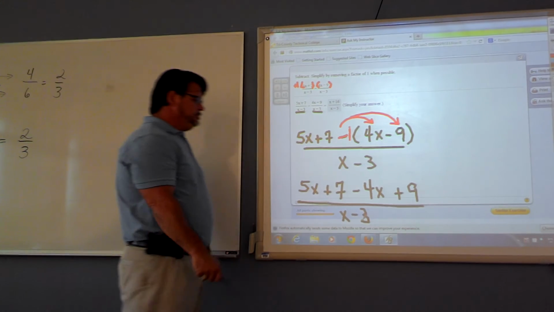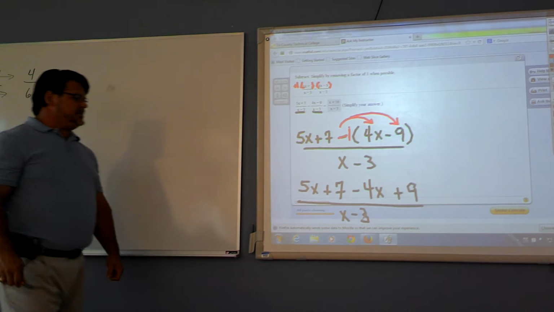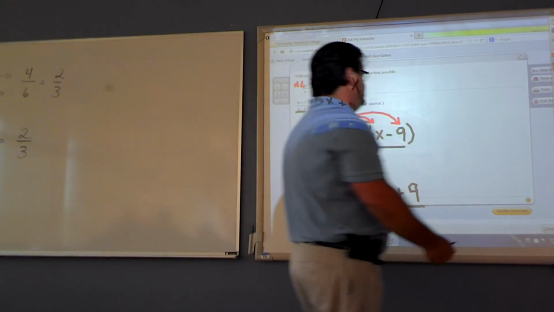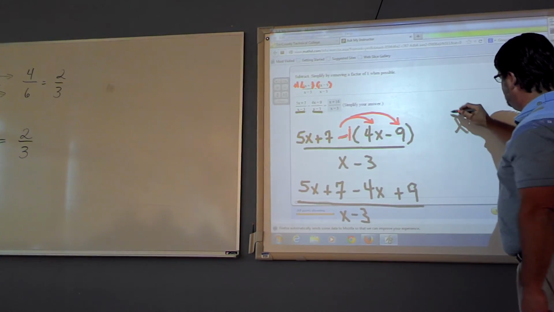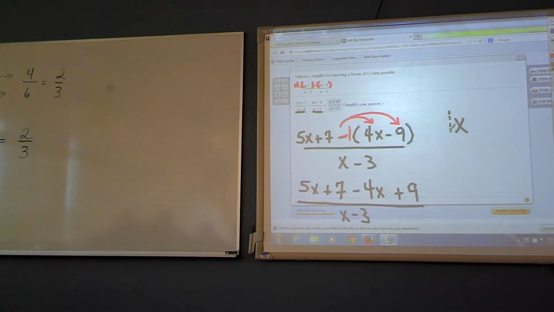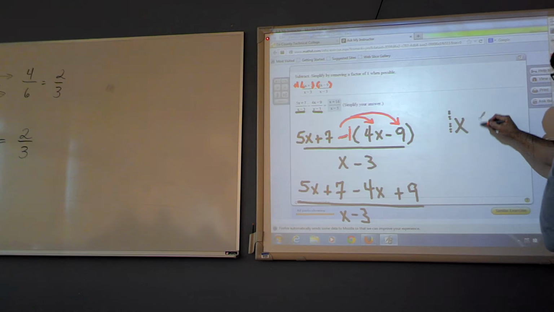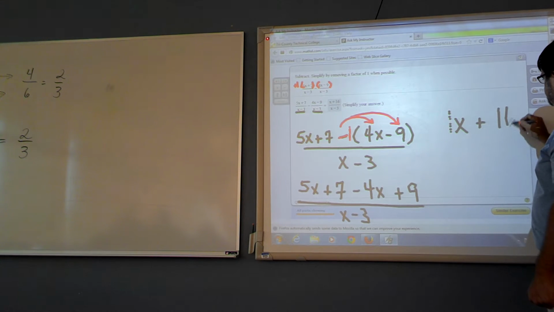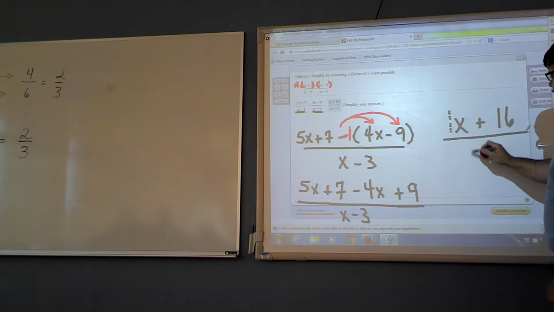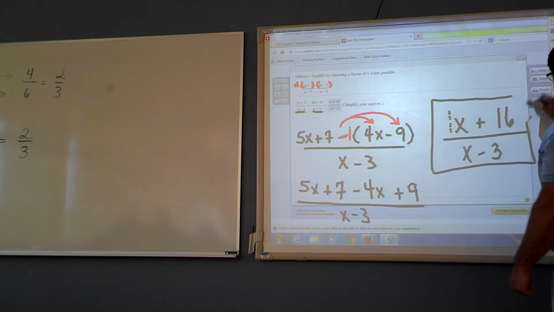So, that's why. And now, we get our top: 5x plus 7 minus 4x plus 9 over x minus 3. And now we combine like terms. 5x minus 4x is x. And I'm gonna put a 1 here just for those that like to see that 1 there. 5x minus 4x is 1x. You don't have to put the 1 there. And then what is positive 7 plus 9? 16. Over? And that's your answer.